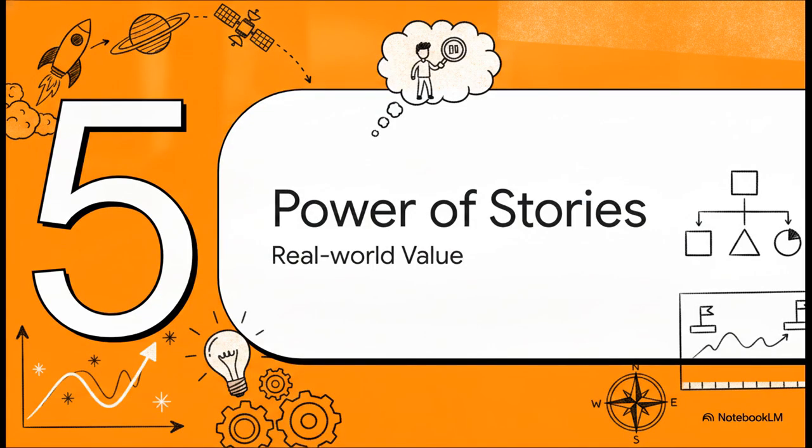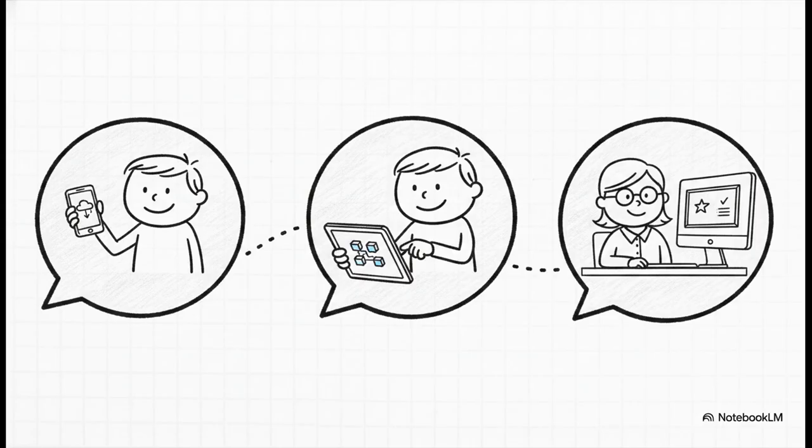Which brings us to Section 5, the power of stories. Remember how we said that manager summary needs to be non-technical? The absolute best way to do that is by telling a story. Instead of listing dry features like cross-platform synchronization, you write a narrative. You describe Jill, an art student who starts sketching on her phone on the bus, picks up right where she left off on her tablet at home, and submits the project from a school computer the next day, all while her teacher seamlessly reviews it.